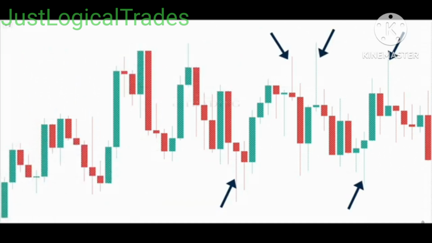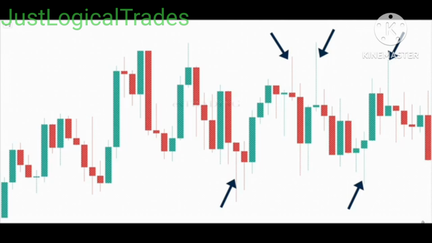Second, the other pin bar to avoid trading is a long pin bar like this. You can see in the chart above that the bearish pin bar is much longer than the other candlesticks. This is usually caused by some news releases, and it increases the trading volume in a certain period of time.